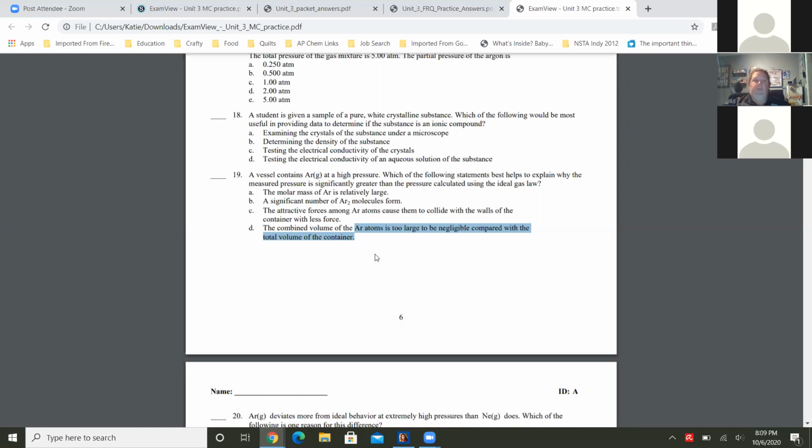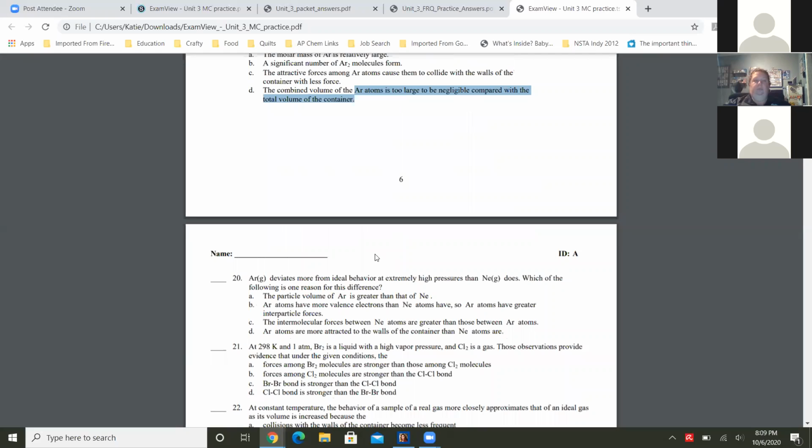And then right below that, for number 20, what is particle volume? This is exactly what I was talking about. This is like the size of the atom itself. Okay.